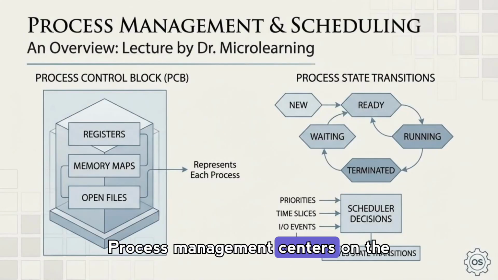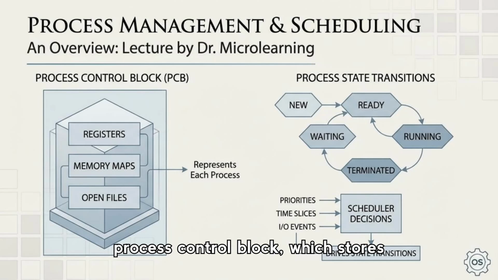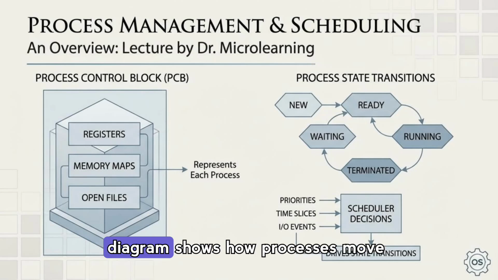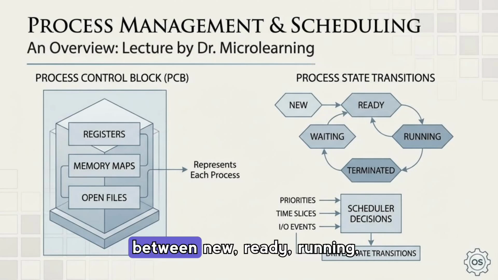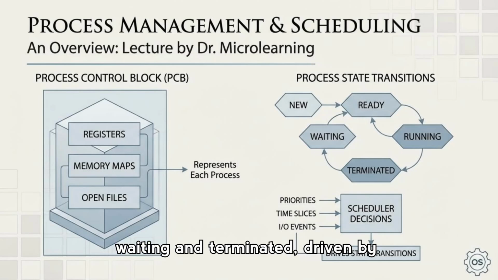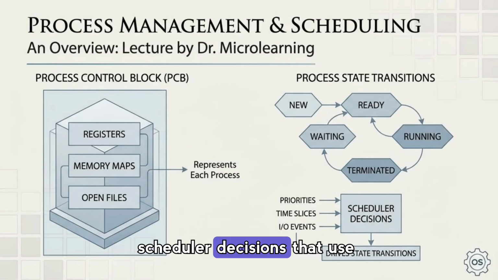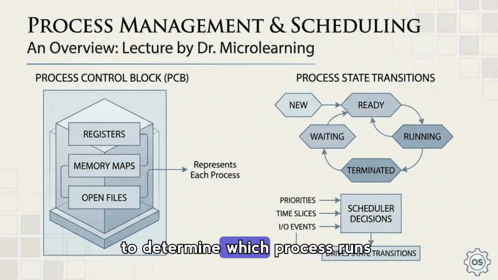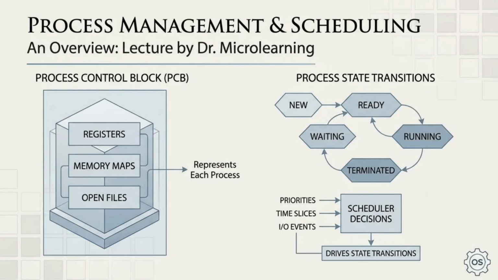Process management centers on the process control block, which stores registers, memory maps, and open file handles to represent each process. The state transition diagram shows how processes move between new, ready, running, waiting, and terminated, driven by scheduler decisions that use priorities, time slices, and I/O events to determine which process runs next and why.